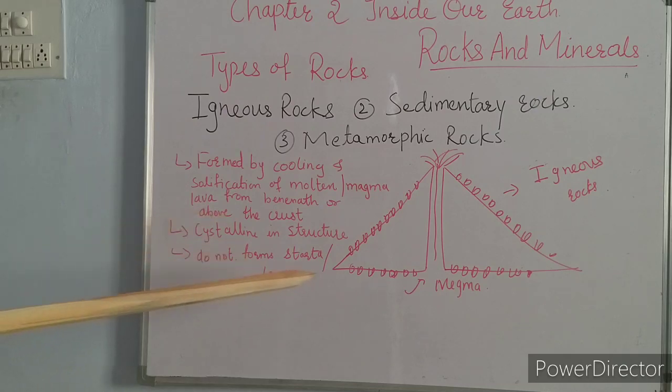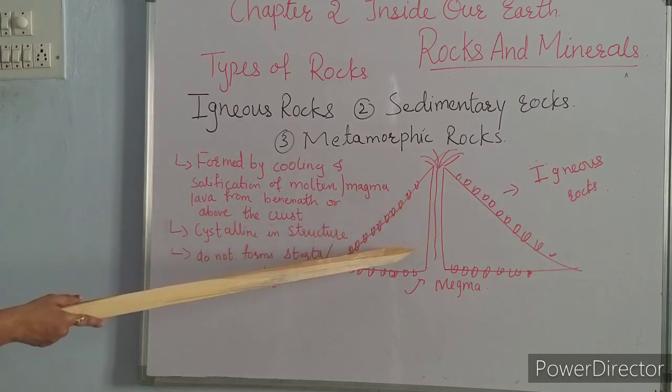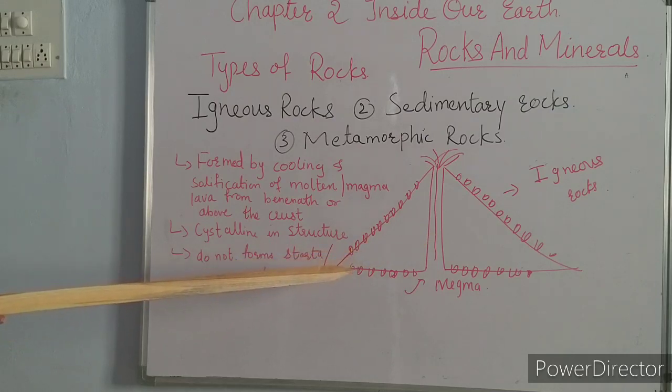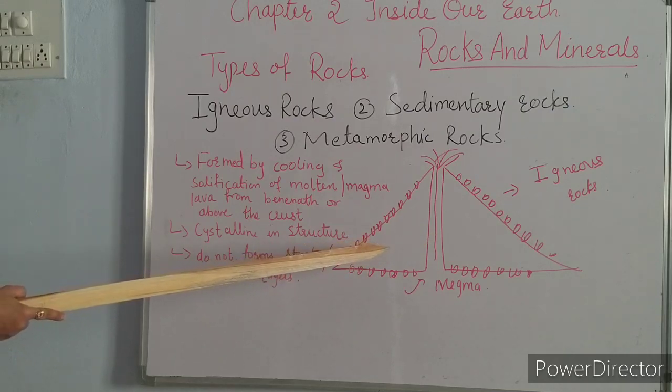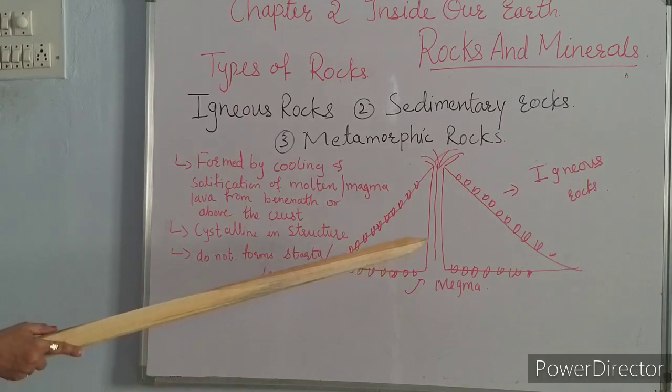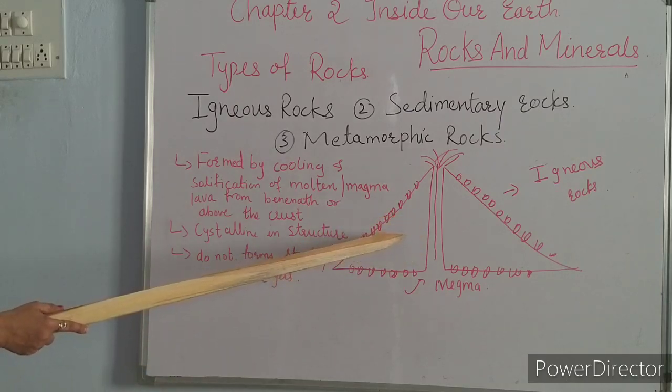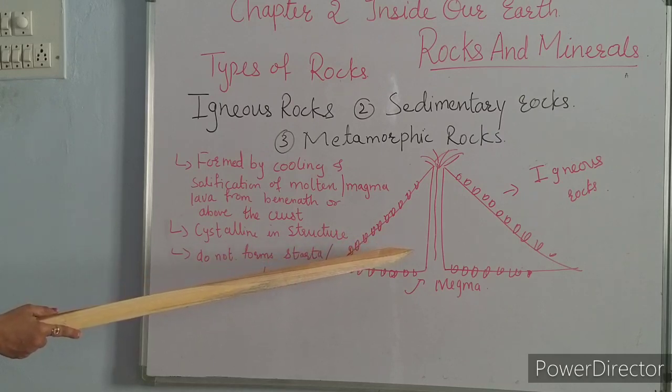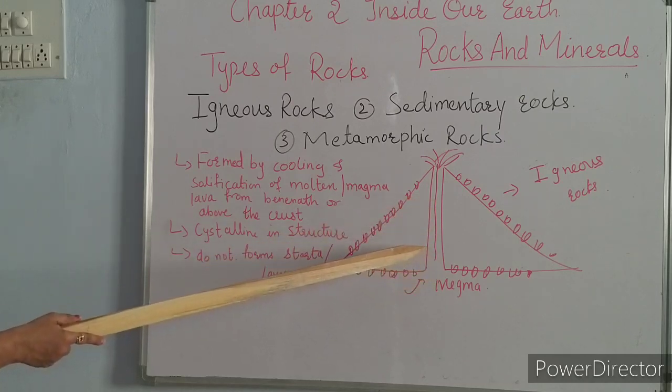Can you see this picture? I drew a small figure in which you can understand. So we will discuss the igneous rock, and first of all, how it is formed. These rocks are on the earth's crust.